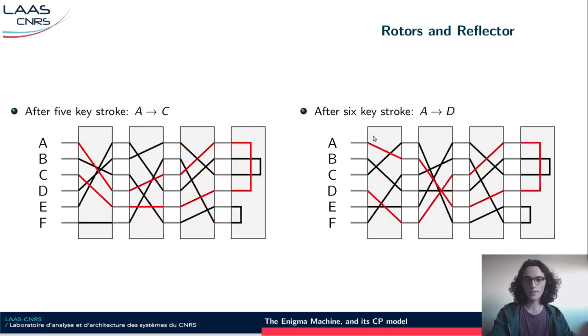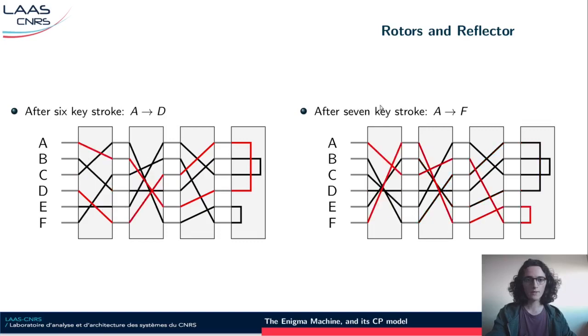The first rotor rotates until you reach the 6th keystroke, where the first rotor rotates, but also the second one, the medium one, rotates 1 step, and then only the first rotor rotates, and so on and so on.